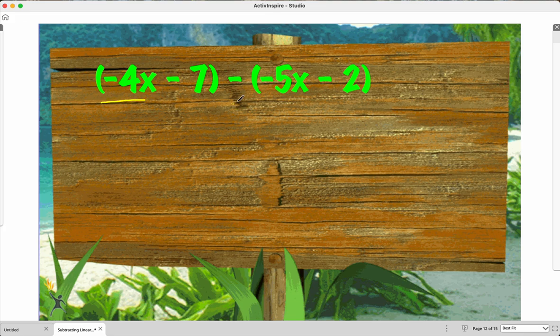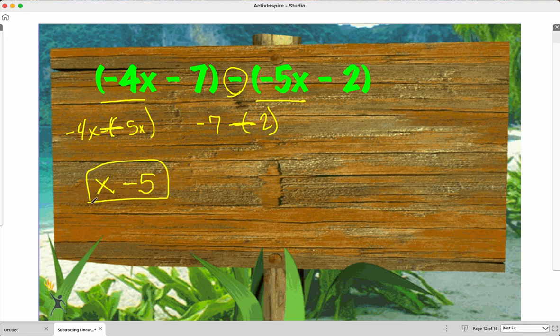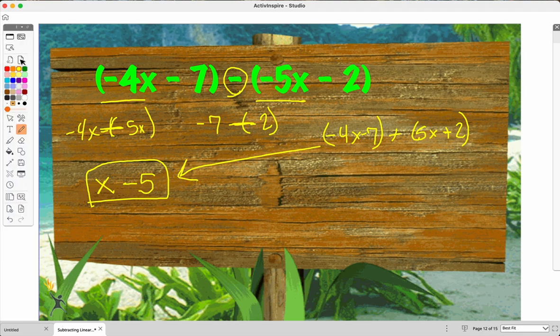So negative 4x minus negative 5x. That's going to turn to a positive, so I'm going to be left with x. Negative 7 minus negative 2 makes it positive, so I'm left with a negative 5. There's my final answer. If I did my keep change opposite, it would be the same idea. Negative 4x minus 7 plus the opposite of negative 5x is positive 5x. The opposite of negative 2 is positive 2. And I can put it all together the same way and end up with the exact same answer. Either way is fine with me.